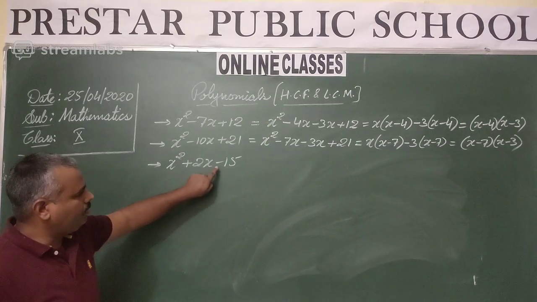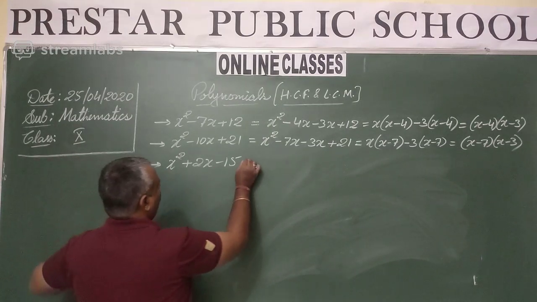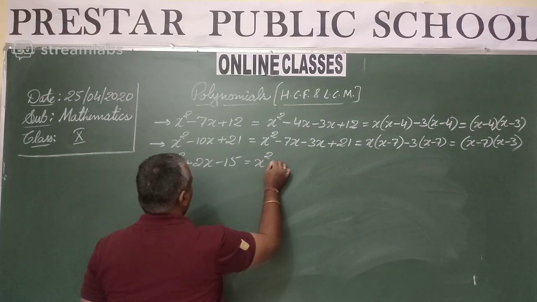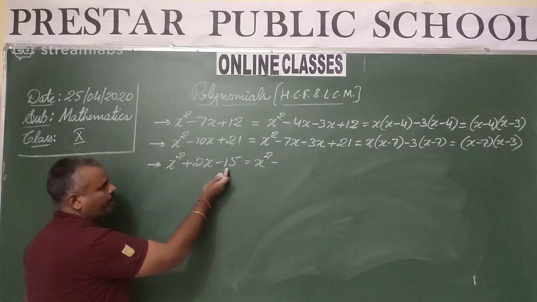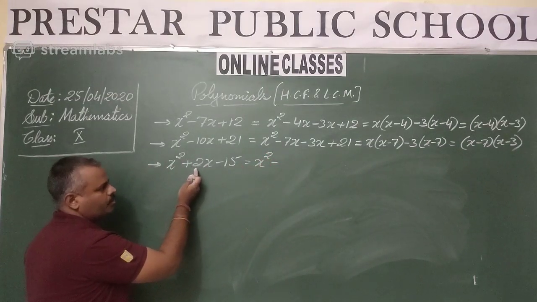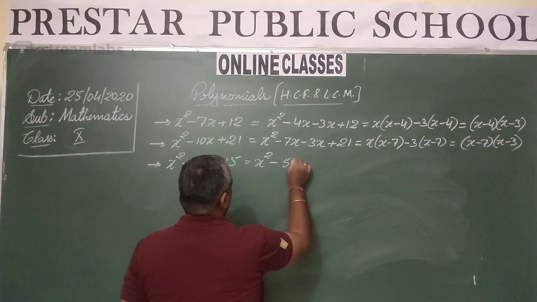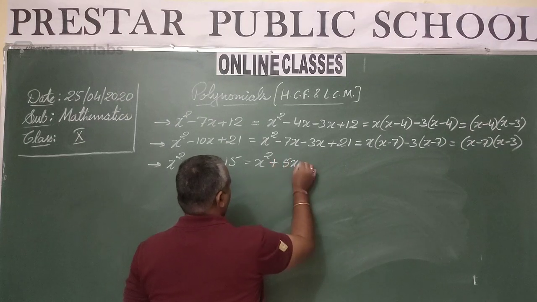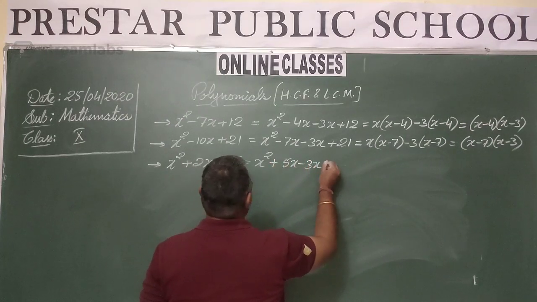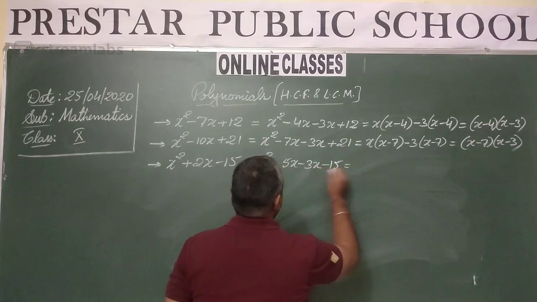Similarly, factorize the third expression. If you factorize this, you have here x squared. Product needed is minus 15, sum needed is plus 2. So it will be x squared plus 5x minus 3x and minus 15.